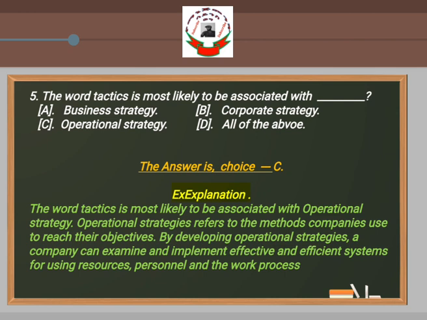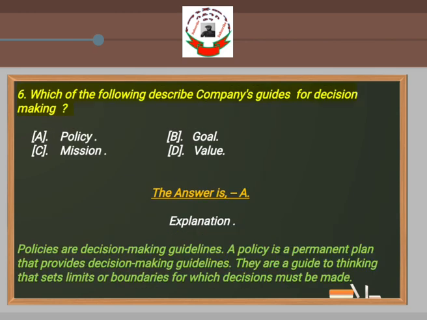Explanation: The word tactics is most likely to be associated with operational strategy. Operational strategies refers to the methods companies use to reach their objectives. By developing operational strategies, a company can examine and implement effective and efficient systems for using resources, personnel, and the work process. 6. Which of the following describe companies' guides for decision making?